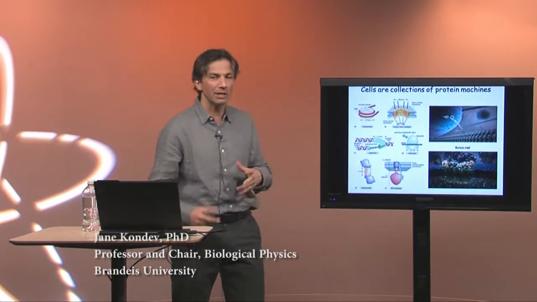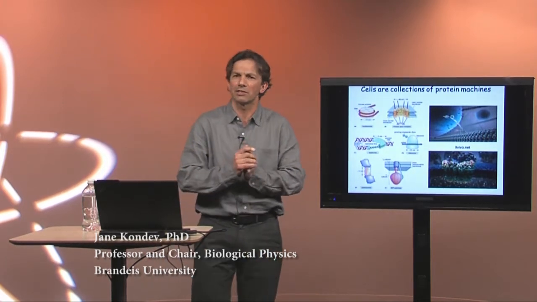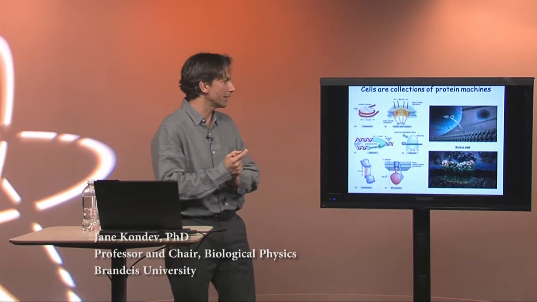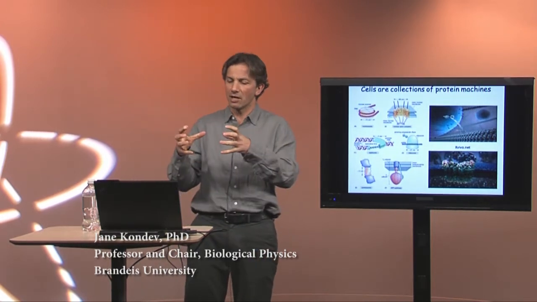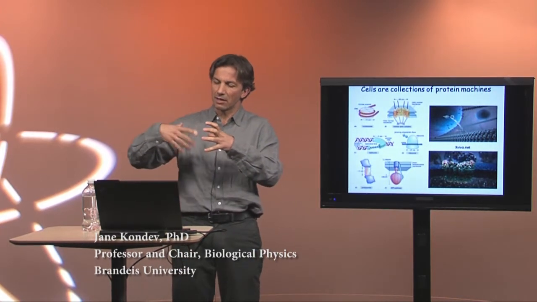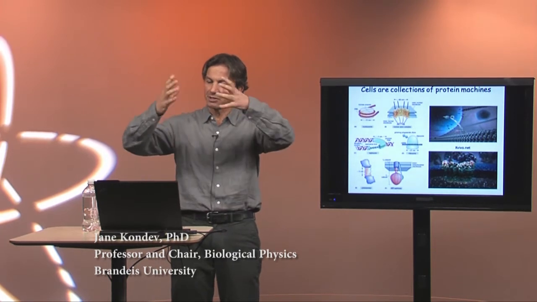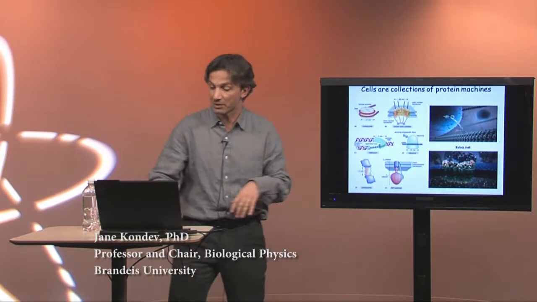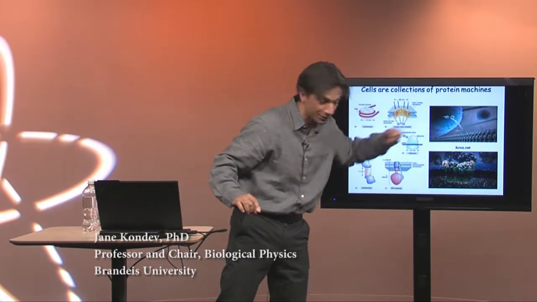And what's really incredible, and this is something that's only emerged in the last 20 or so years, is that the cell is not a bag of chemicals where these chemicals are just freely floating around and interacting with each other. It's actually a collection of machines. These machines are made of proteins, and they do very specific things, like this machine transports cargo.